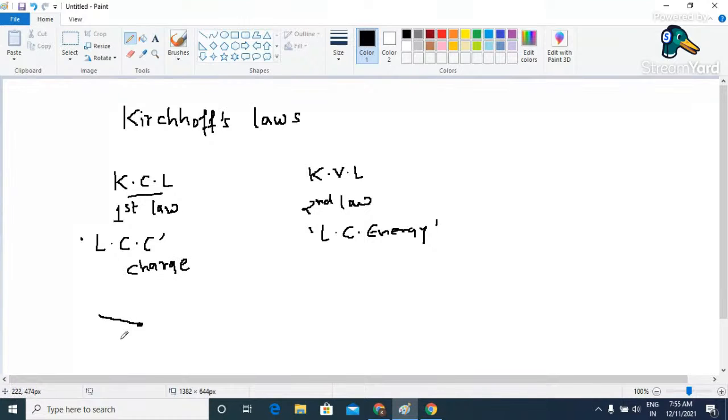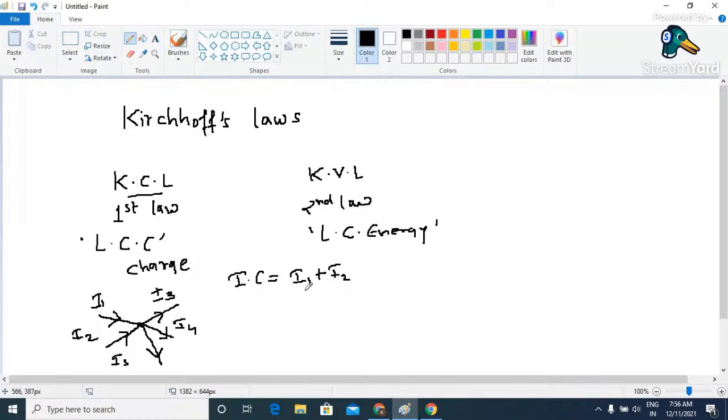That means if you have a node, and at that particular junction you have n number of branches, in this case I have shown 5 branches, and to those branches you have some incoming current or outgoing current, I3, I4, or I5. So here I can write incoming current is nothing but I1 plus I2.